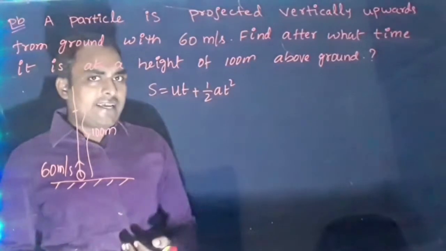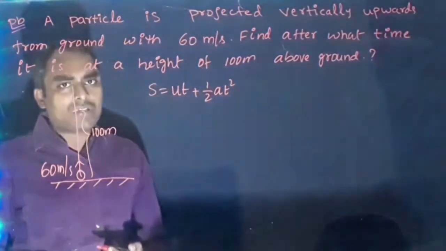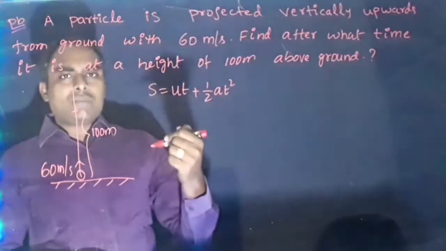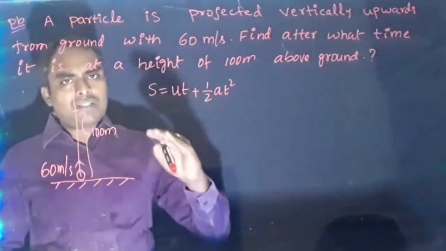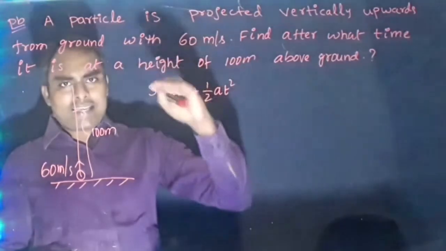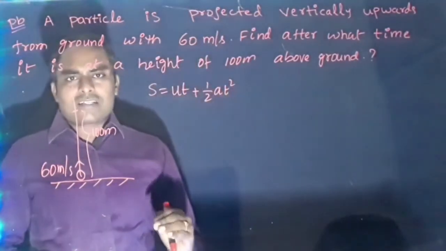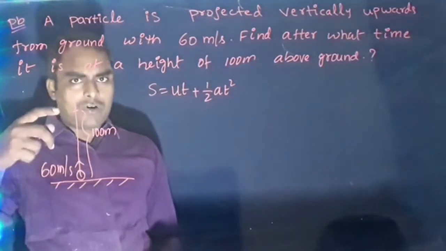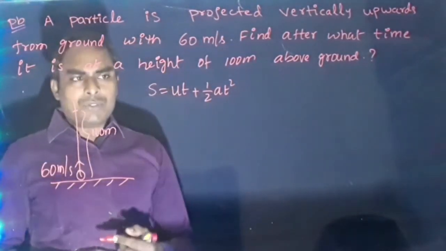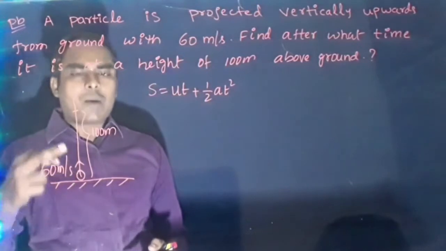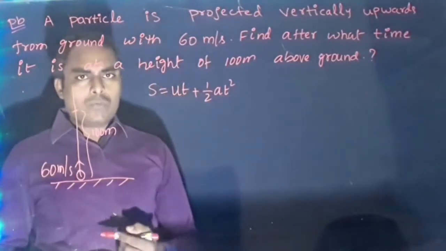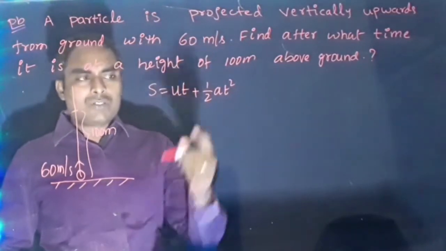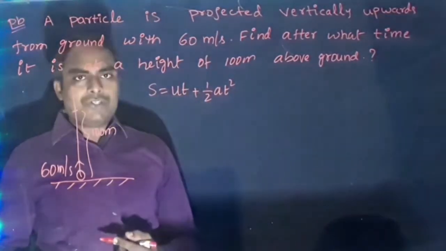So we follow the sign convention while using these equations of uniformly accelerated motion. Here S is the displacement. All vector quantities which are directed upward are taken as positive, downward vectors are taken as negative. So displacement is upward, so displacement is positive. Initial velocity is also upward, so we take it as positive. But acceleration due to gravity is always downward, so we write the value as minus g.